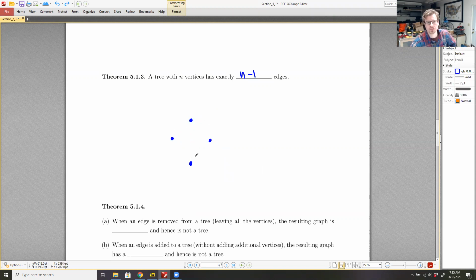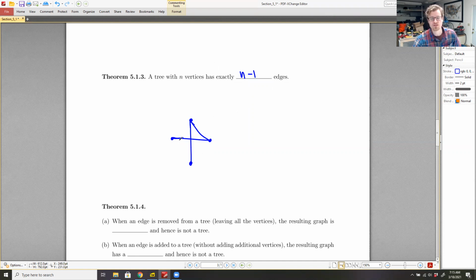Here we are. So let's take a look at another way of connecting them. Let's go across and like this. Isn't that good? Oh, no, this isn't actually connected. So I got to put one more on there. There we are, connected, no cycles, 4 vertices, 4 minus 1 is 3 edges, right? So we're observing, we're demonstrating that this does occur in these examples.